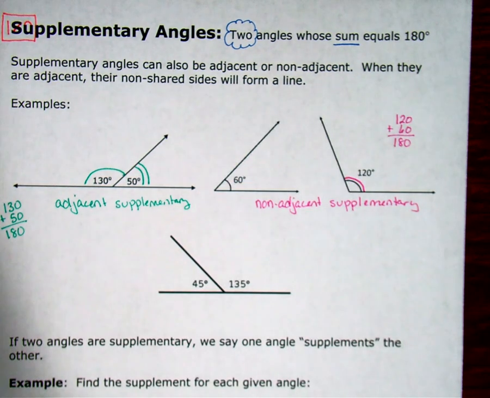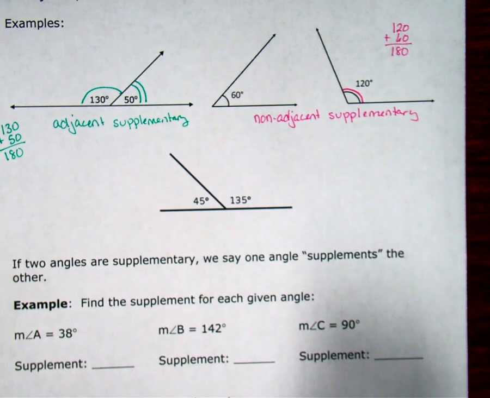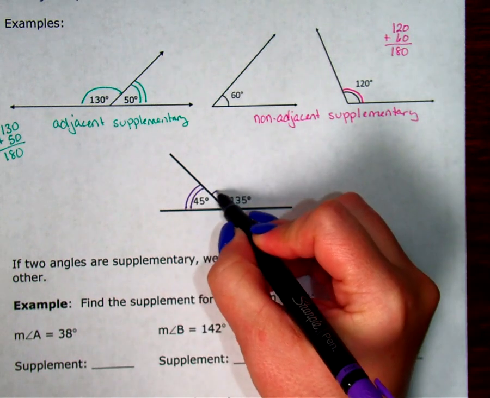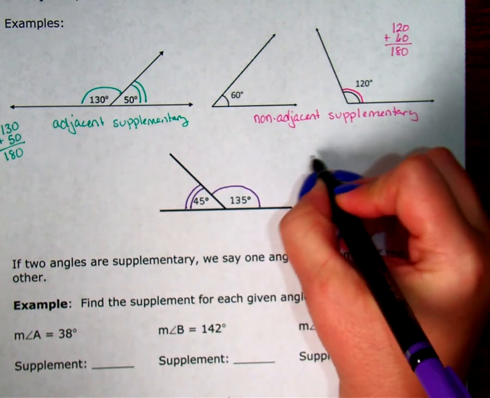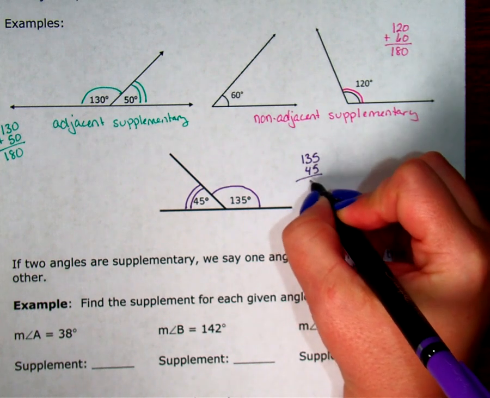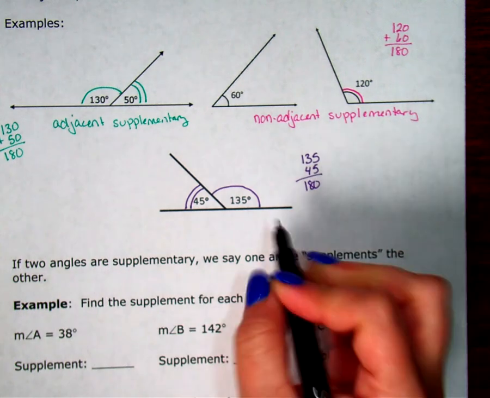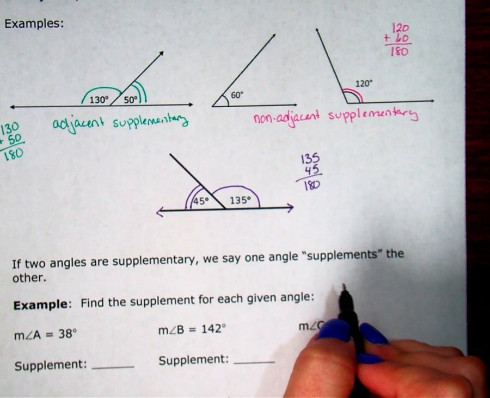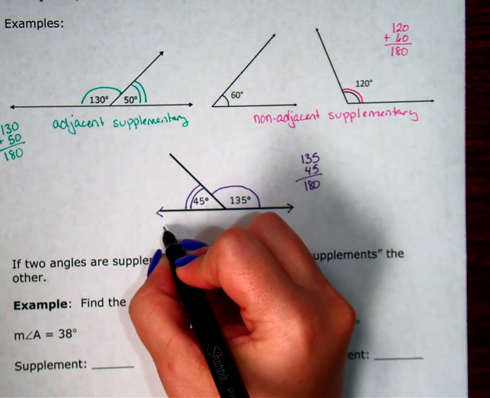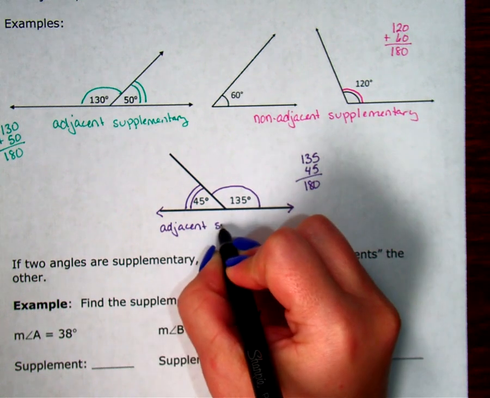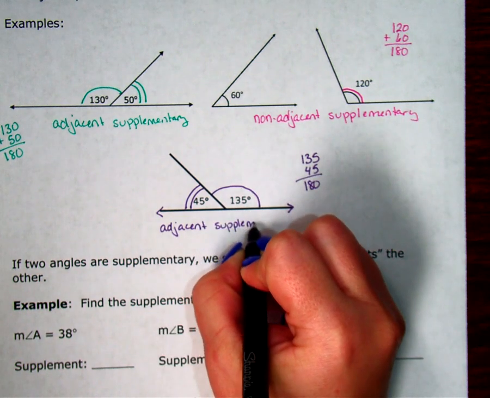And then my last set that I have here, I've got 45 and 135, so I have a smaller angle, and then I have an obtuse angle. If I do 135 plus 45, I end up with also 180, and I can see that along the edge that's not shared, it does make a line. These are adjacent supplementary angles.